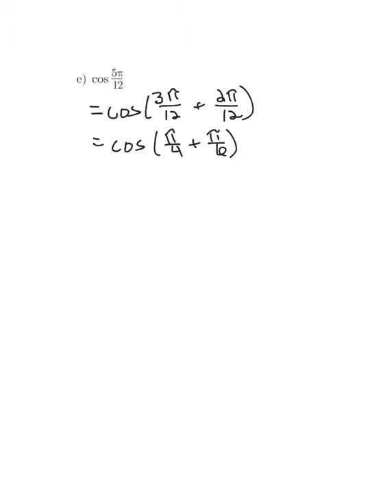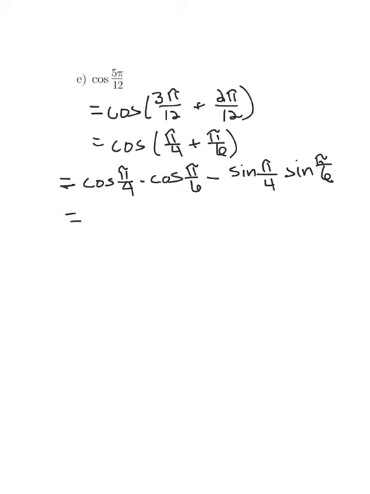Now we're going to use the cosine version of the formula, which says do the cosine of the first angle, which is pi over 4, times cosine of the second angle, which is pi over 6. Then you subtract and do the sine of both angles, sine of pi over 4 times the sine of pi over 6.